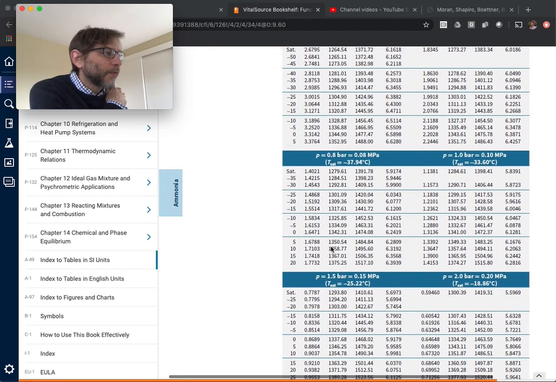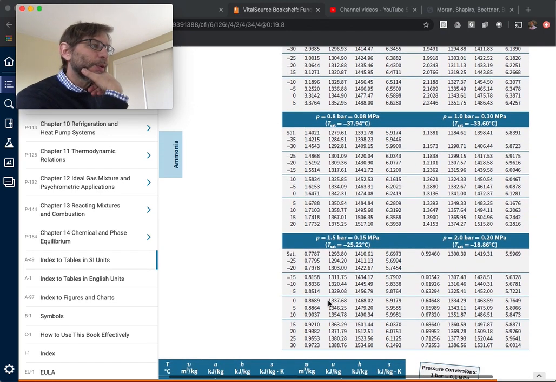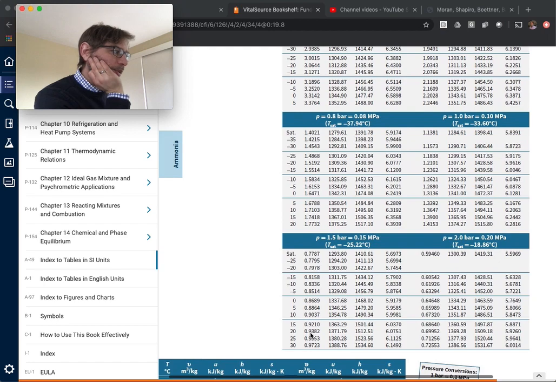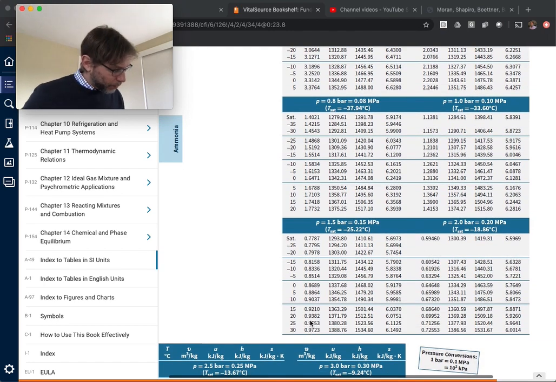Tsat is negative 25.22 at that pressure. Oh, we're vapor. So even at 1.5 bar, this is going to be vapor in there. We'd have to be at a higher pressure to get anything other than totally vapor. So at 20 degrees C, we can just copy these values over from table A15.